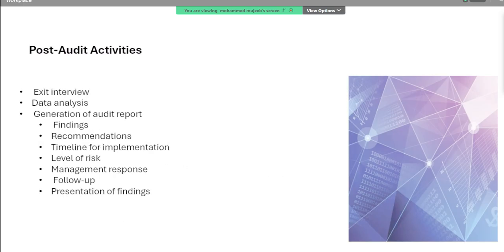Post audit activities. Once the audit is completed, they will have exit interviews, data analysis, and generation of audit reports, right? In the audit report, you can find findings, recommendations, and timelines for the implementation. Remember, we talked about how if it's critical and high, the timelines will be shorter, as in vulnerability management. Level of risk, management response, follow-up, presentations of findings. The presentation of findings will be done to your senior management, like your CEO, CISO, and those kinds of folks.